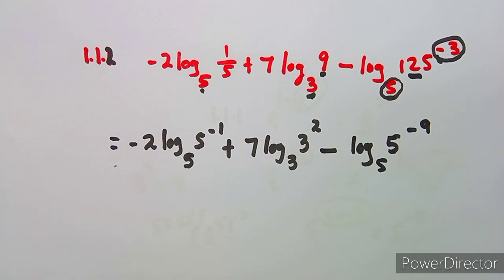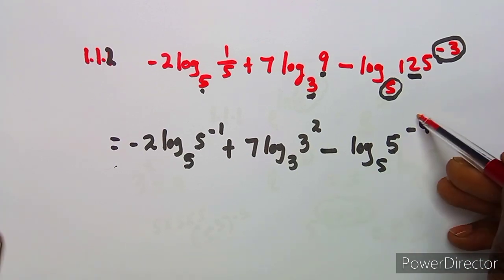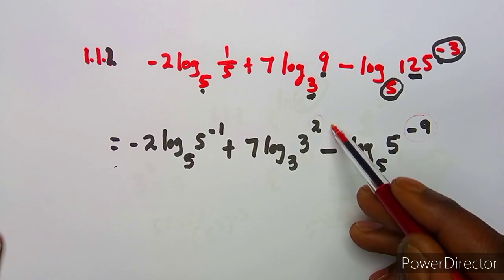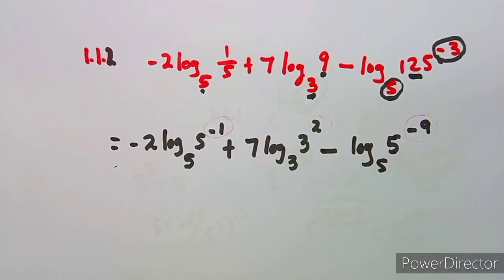If we are to cross-check properly here, yes, we have the number and the base, but there are these exponents that we are having. How can we get rid of them? These exponents here are minus 9, the 2, and the minus 1. How can we get rid of those exponents?